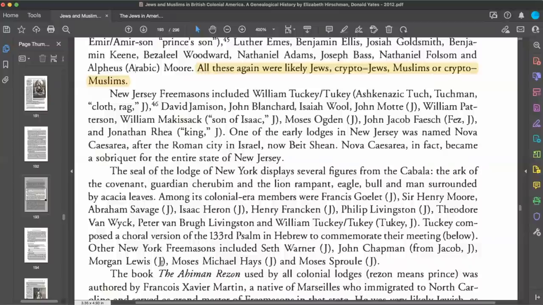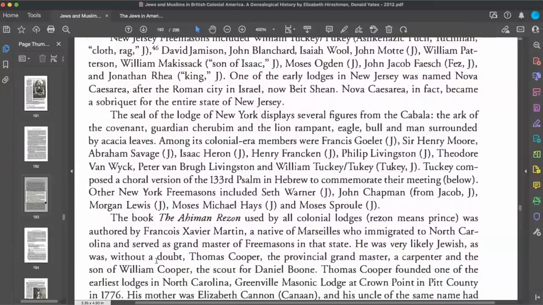One of the early lodges in New Jersey was named Nova Caesarea, after the Roman city in Israel, now Beit Shean. Nova Caesarea, in fact, became a sobriquet for the entire state of New Jersey. The seal of the Lodge of New York displays several figures from the Kabbalah, the Ark of the Covenant, guardian cherubim, and the lion rampant, eagle, bull, and man surrounded by acacia leaves.